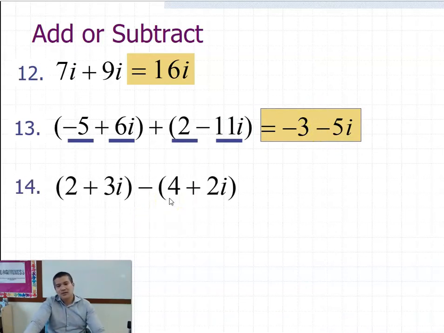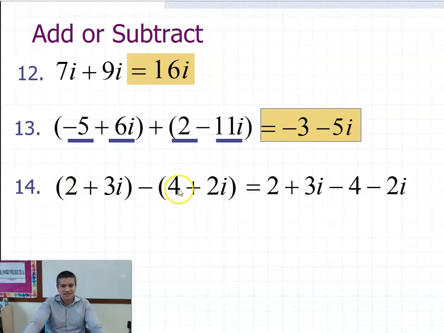Another example, we have 2 plus 3i minus 4 plus 2i. Therefore, you will have 2 minus 4 and then 3i minus 2i. So therefore, it will give us negative 2 plus 2i.